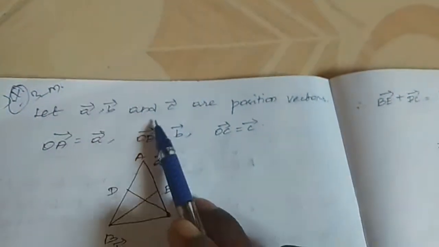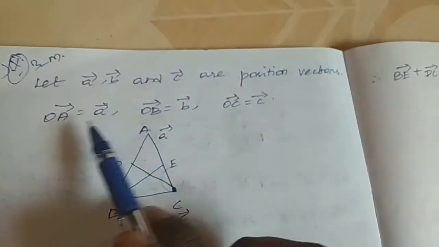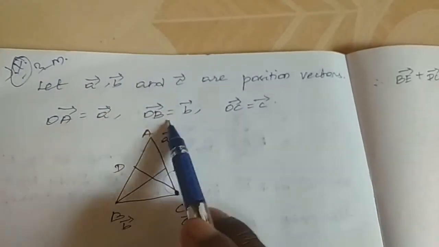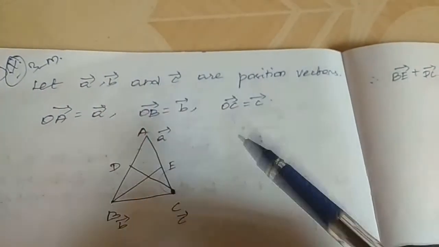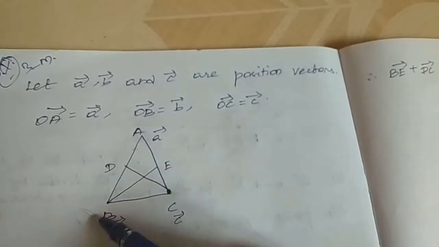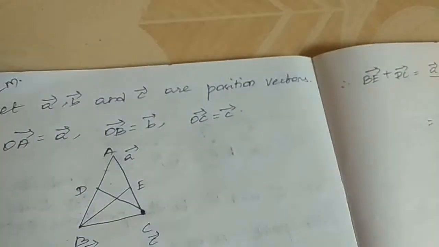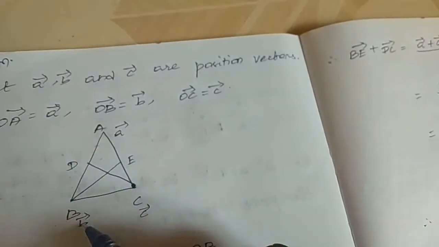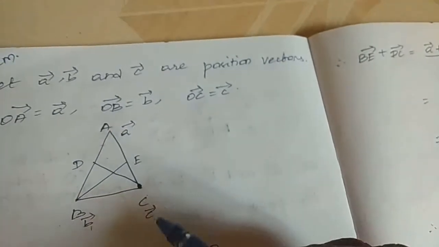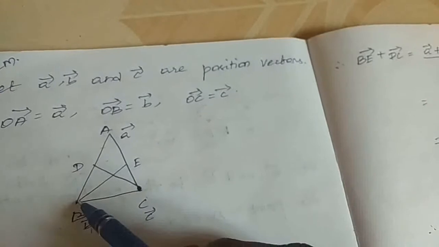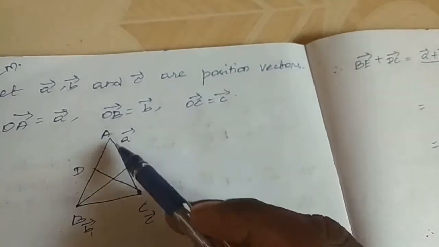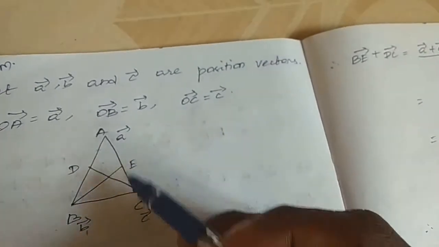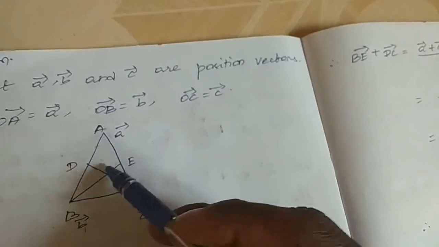Let vectors a, b and c be the position vectors, so OA vector equals a vector, OB vector equals b vector, OC vector equals c vector. Now it is a triangle ABC. A means position vector a, B means position vector b, C means position vector c. Here, E is the midpoint of AC and D is the midpoint of AB.